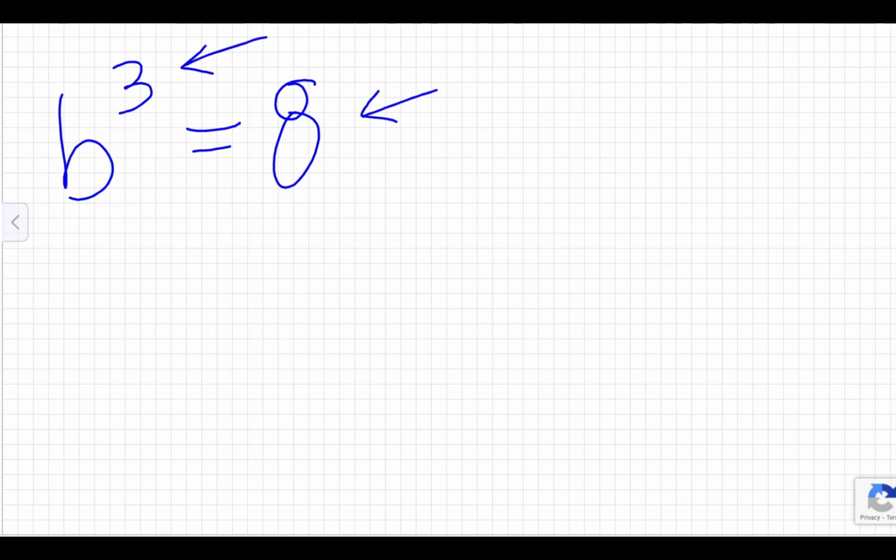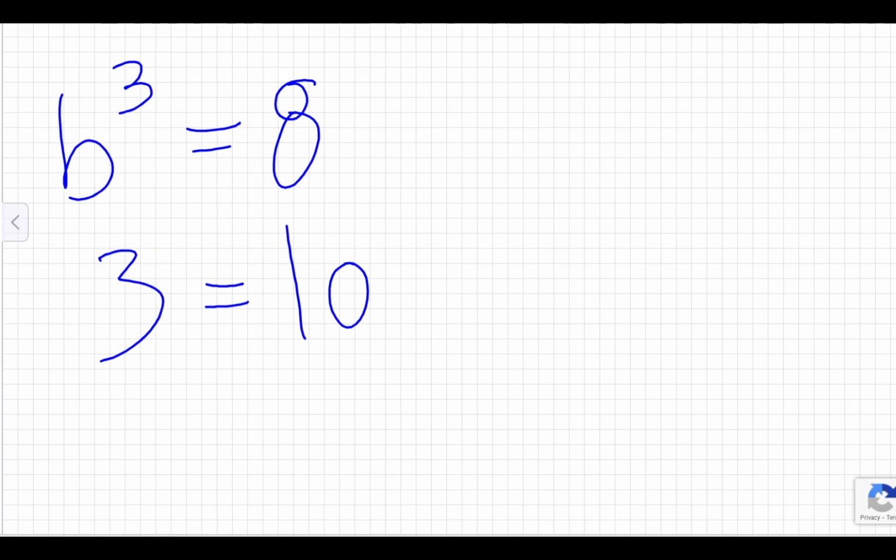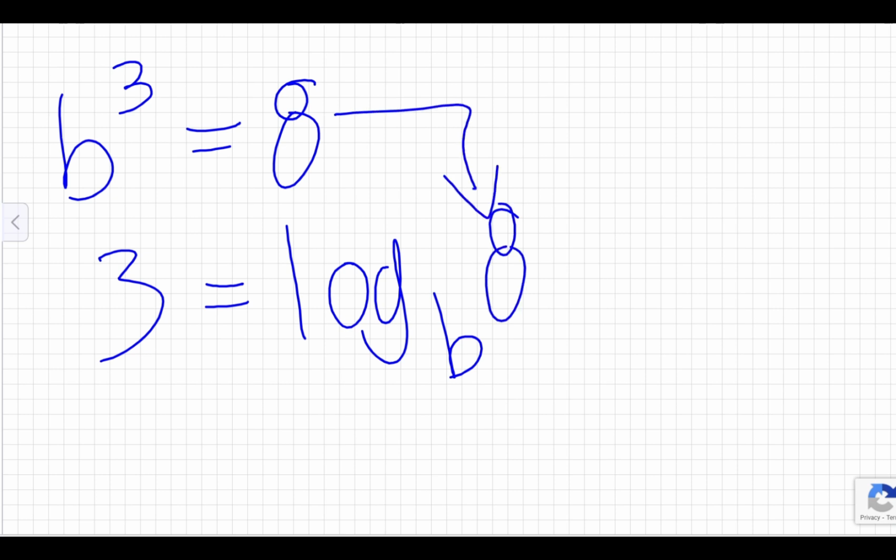Let's try a similar problem. We can do b to the power of 3 equals 8. So now, what can we do here? We can analyze and see they gave us the exponent and they gave us the answer already. So given that information, we can set this equal to 3. Remember that the solution to a log is always an exponent, so we just bring the exponent here and make it the solution. Then we put log of b equals 8, because 8 is just the answer.